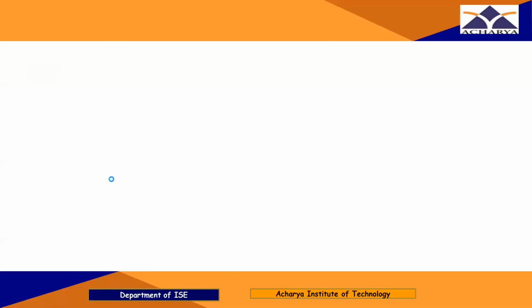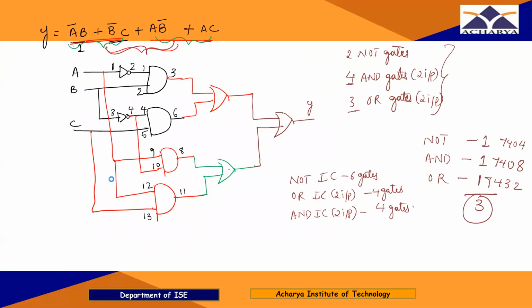So here I am going to write the pin numbers for that. Pin number 1 and 2 are the inputs, 3 is the output of the first gate. Next, pin number 4, 5 are the input, 6 is the output. Next, pin number 8 is the output, 9 and 10 are the input. So this is how you have to write the pin numbers for the circuit, right? I hope you have understood this.